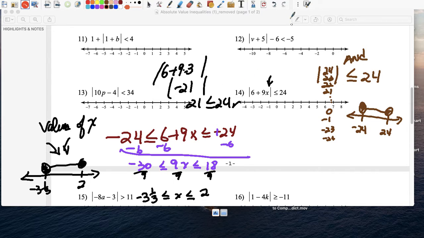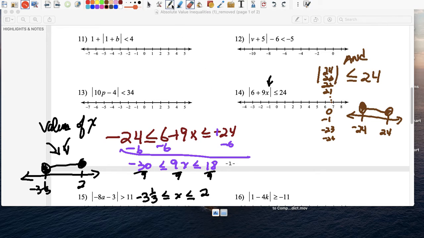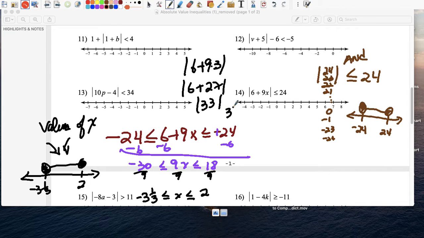Now, if you like, go crazy and pick some numbers outside that parameter. Pick positive 3. Just to prove that it doesn't work, we've got 6 plus 9 times 3. 9 times 3 is 27. 27 and 6 is 33. The absolute value of 33 is 33. Is that less or equal to 24? No. So 3 doesn't work. And likewise, pick negative 3.5, because that's to the left of negative 3 1/3. So pick numbers to the left and plug them in for your value of x. See if it works. You'll find out that it doesn't.